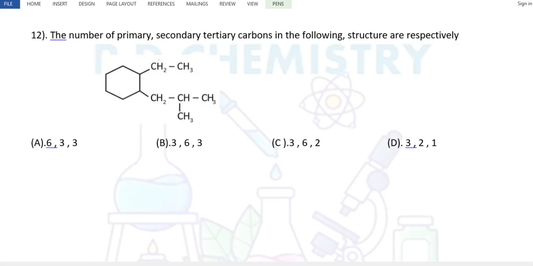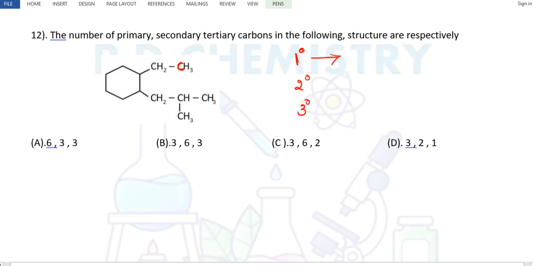Question number 12. The number of primary, secondary, tertiary carbon in the following structures are respectively. So we have got here 3 types of the carbon atom: primary, secondary and tertiary carbon atom. What do you mean by primary carbon? Primary carbon means that given carbon should be attached to only one carbon. See here. This carbon is attached to only one carbon directly, only one.